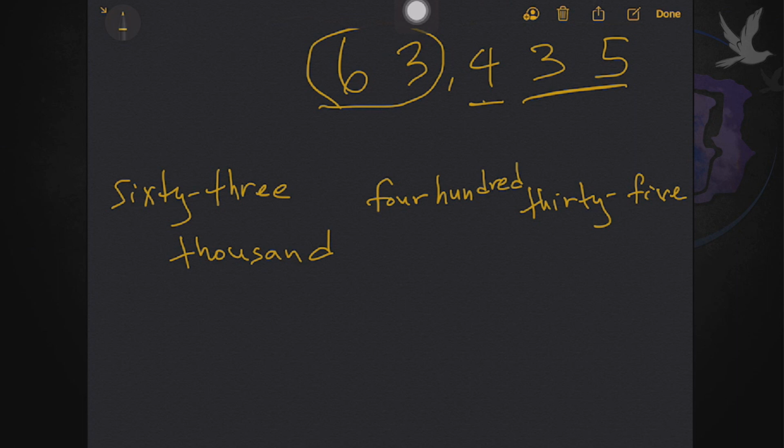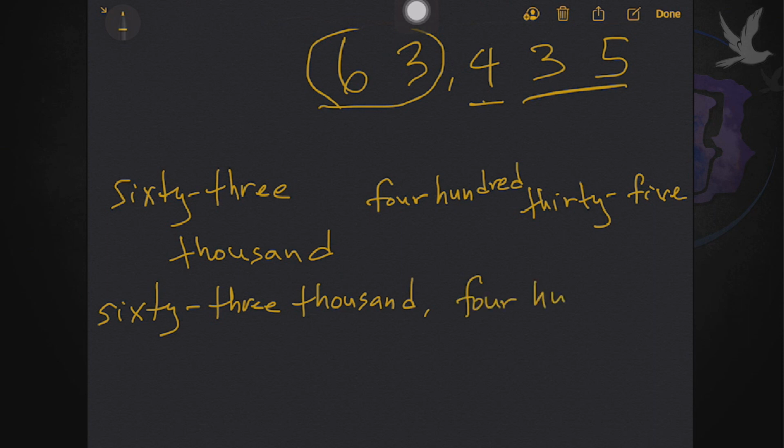So let's try to write it now in one line at least. 63,400. It didn't fit in one line. It's okay. 35. Or by simply adding "and" there. 63,435. Okay, so that is how you read numbers that reach up to the 10,000s place.